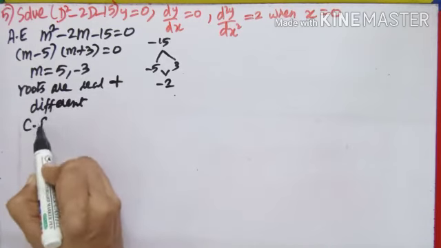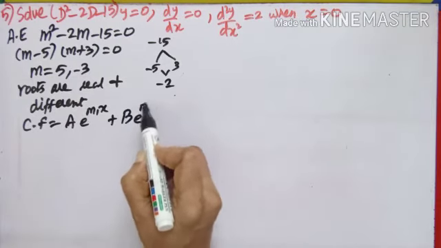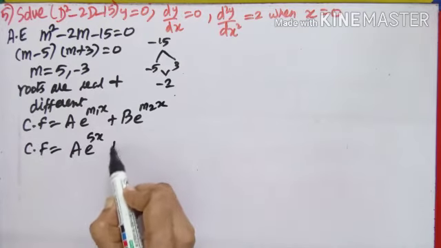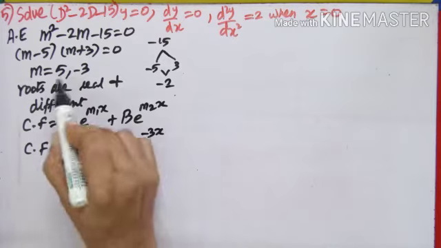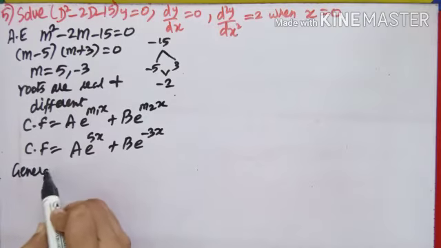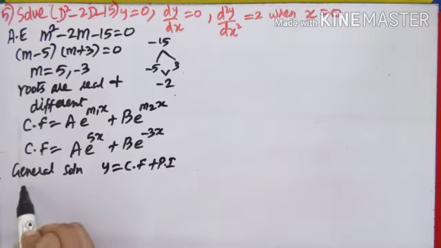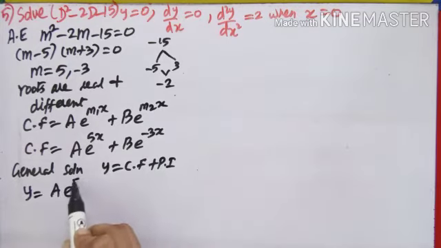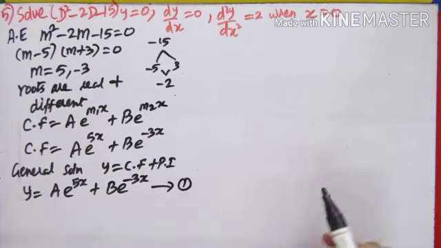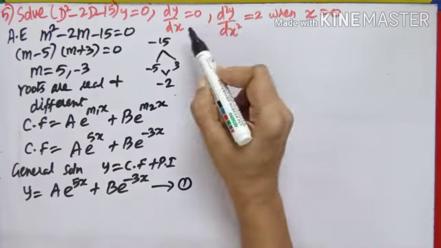So the complementary function is A e^(m1 x) + B e^(m2 x). So we get A e^(5x) + B e^(-3x). Since the RHS is 0, we get the general solution y = CF + PI, or I write y = A e^(5x) + B e^(-3x). Call this 1. Generally, our answer is over, but they have given you some conditions.